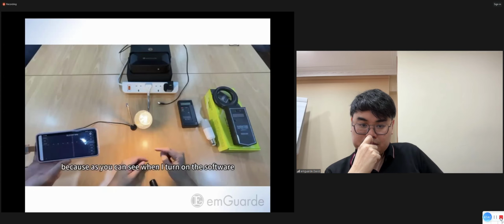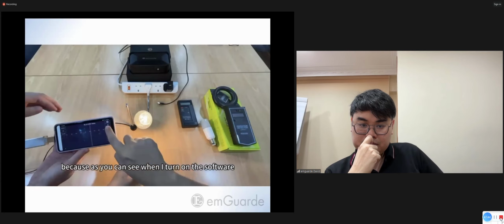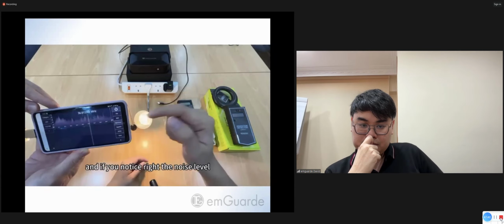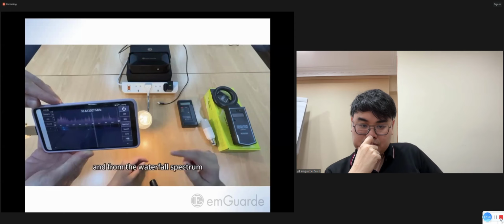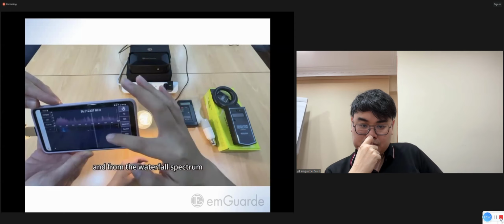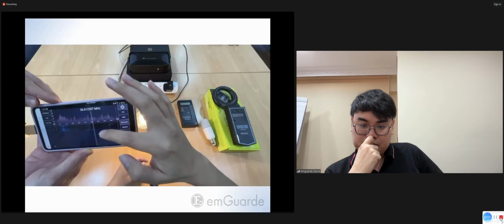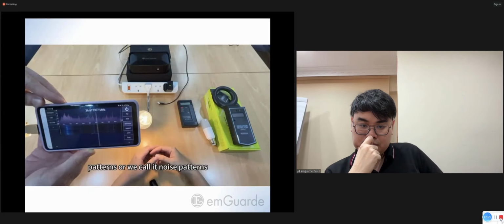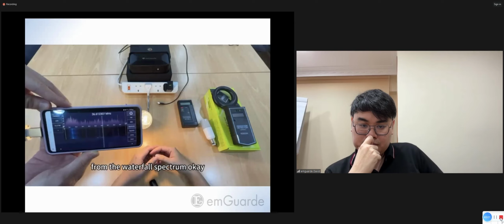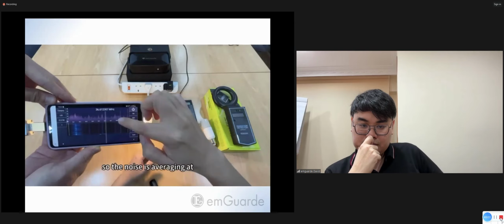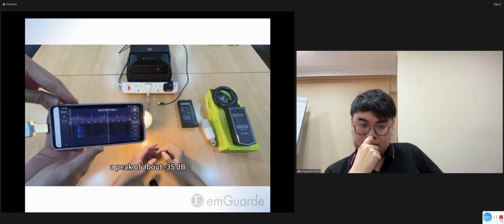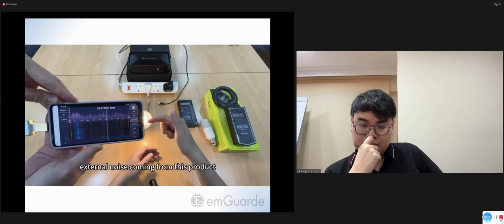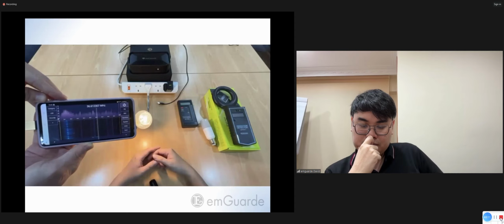Because as you can see, when I turn on the software, and if you notice, right, the noise level from the screen itself is very minimal, and from the waterfall spectrum, you can actually hardly receive any patterns, or we call it noise patterns, from the waterfall spectrum, okay? So the noise is averaging at a peak of about minus 35 dB, and it's quite blank, means there is no external noise coming from this product, which is the filament light bulb, okay?